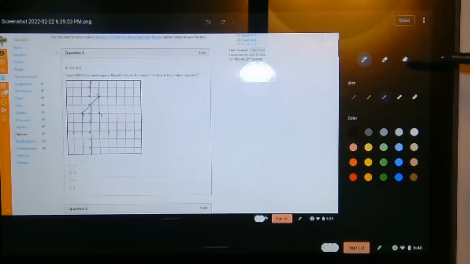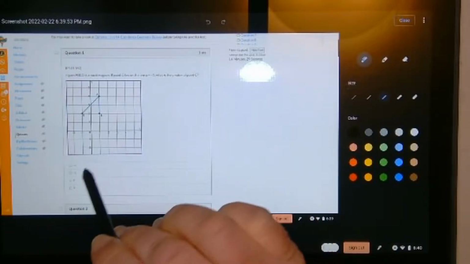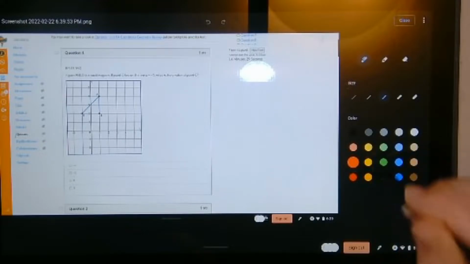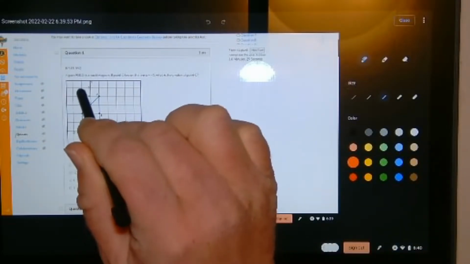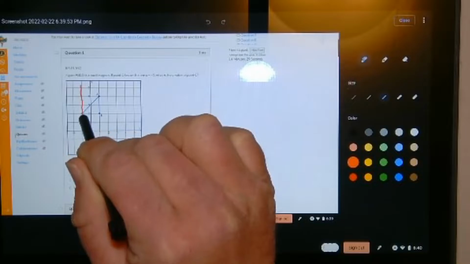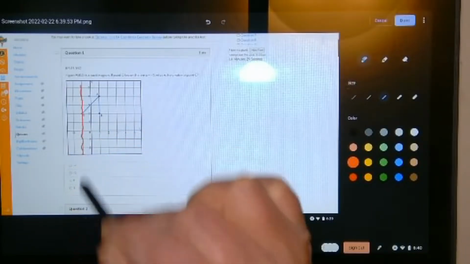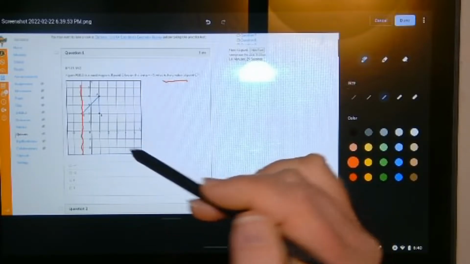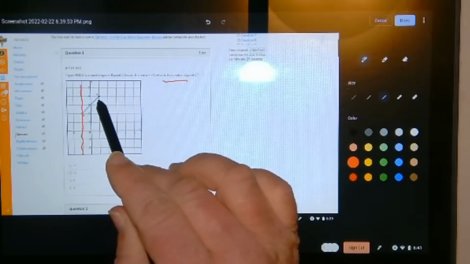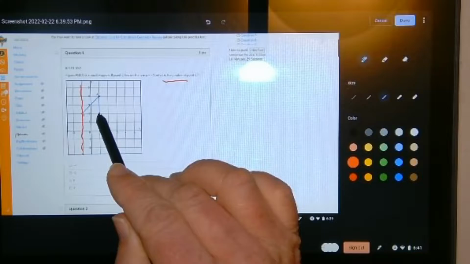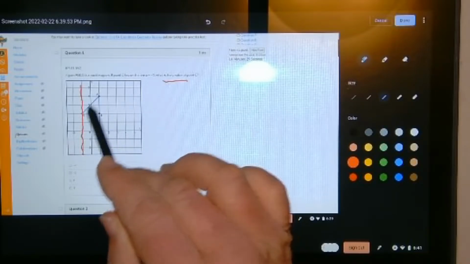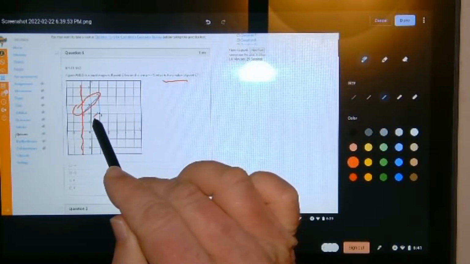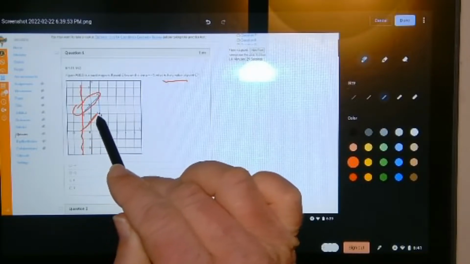But for this problem, it's saying this figure's a parallelogram. Point C is on the line x equals -1. So point C is over here, and it's a parallelogram, and I need to find the y value of point C. Well, a parallelogram is going to have the same slope as this line for its other line. So I can just draw that in right there.